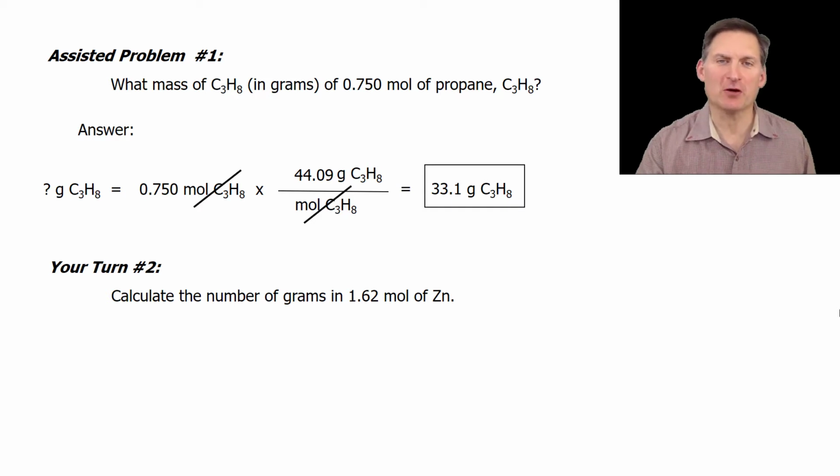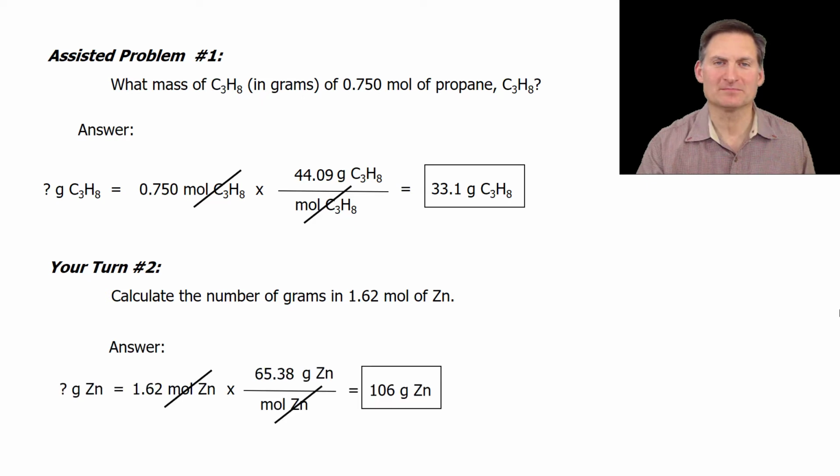Okay, here's another one. Please try this entire one on your own. Stop the video now. Well, we set this up similar to the previous one, giving us 106 grams of zinc. The 65.38 you see here is the atomic mass of zinc from the periodic table. Don't forget to ask in class if you have any questions.